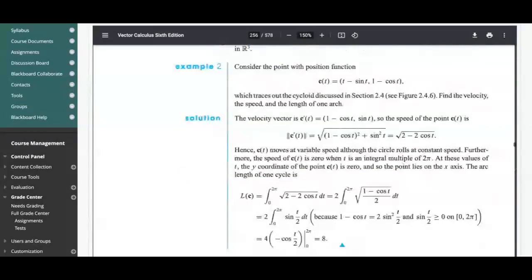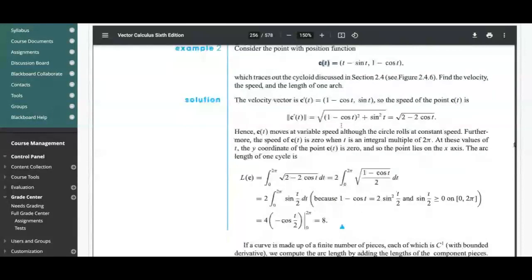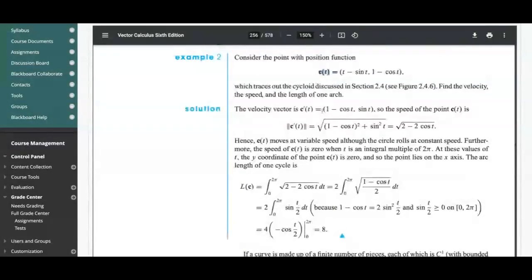Well, let's see this example. The position function is t minus sine t, 1 minus cosine t, which traces the cycloid. Remember, the cycloid is this: we mark a point on a wheel, then when the wheel runs, the mark makes a trajectory we call a cycloid. So we want to find the velocity, speed, and length of one arc.